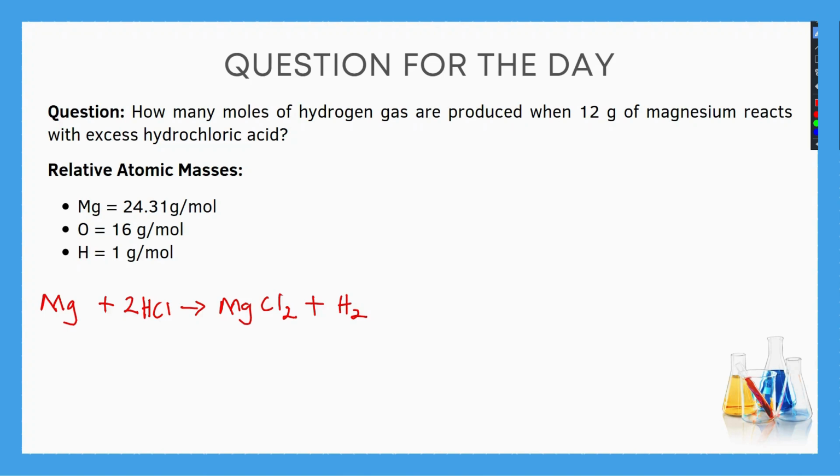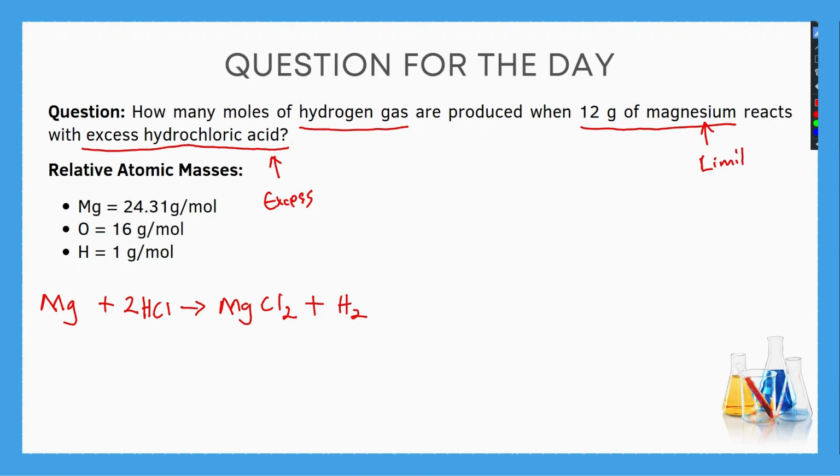Now that we have our balanced chemical equation, let's go ahead and solve this question step by step. From the question, we're asked how many moles of hydrogen gas are produced when 12 grams of magnesium reacts with excess hydrochloric acid. We have been told that hydrochloric acid is in excess. And if hydrochloric acid is in excess, it means that magnesium is limiting. And under the topic of limiting and excess reactants, we know that the limiting reactant is the one that determines how much product will be formed. So therefore, our focus is going to be on magnesium and on the product, which is hydrogen gas.